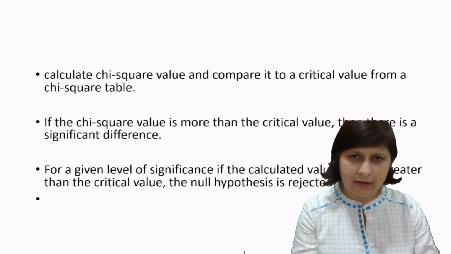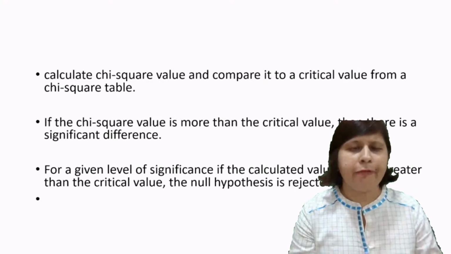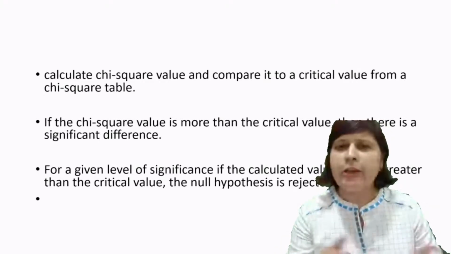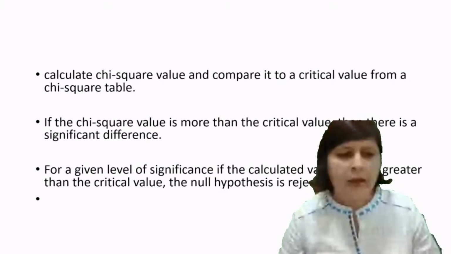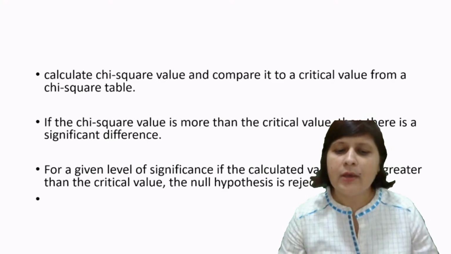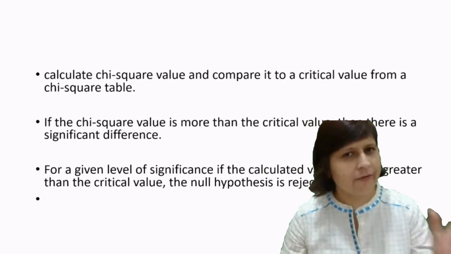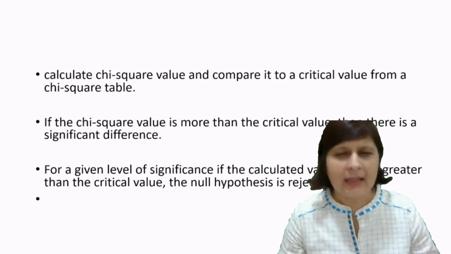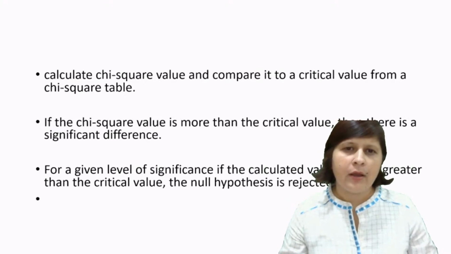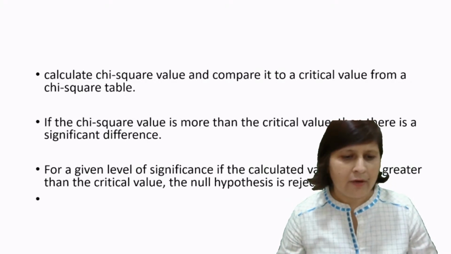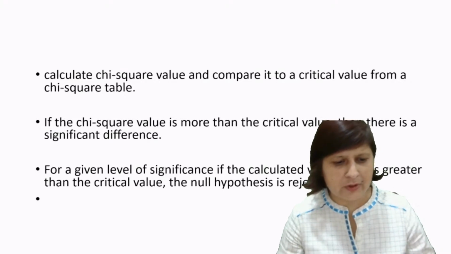There is a chi-square table, and there is a critical value for a defined degree of freedom, and we compare it to the critical value from the chi-square table. If the chi-square value is more than the critical value, then there is a significant difference, and the null hypothesis is rejected. If the chi-square value is less than the critical value, then there is no significant difference.